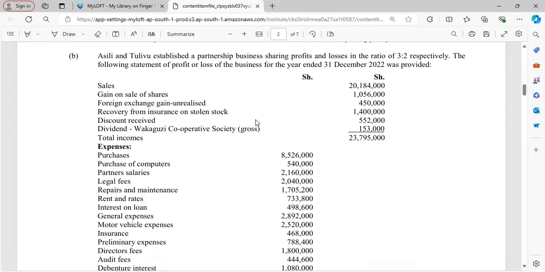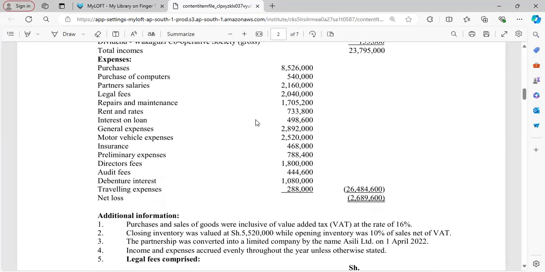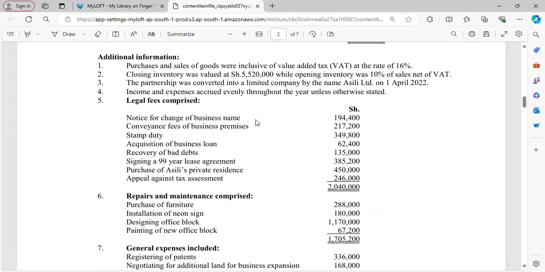Additional information. Purchases and sales of goods were inclusive of value-added tax at the rate of 16%. Closing inventory was valued at shillings 5,520,000, while opening inventory was 10% of sales net of VAT. The partnership was converted into a limited company by the name Asili Limited on 1st April 2022. Income and expenses accrued evenly throughout the year unless otherwise stated.